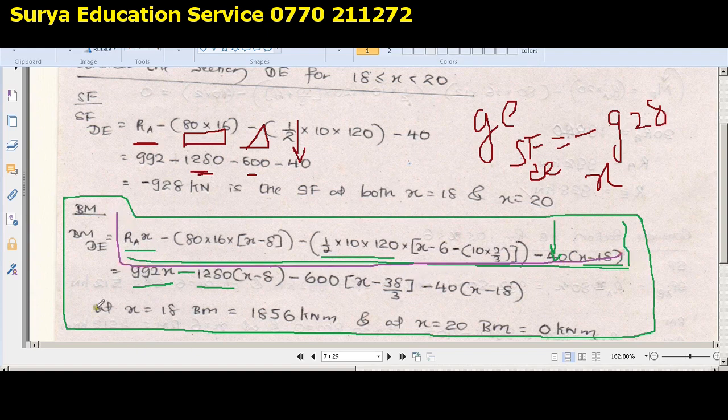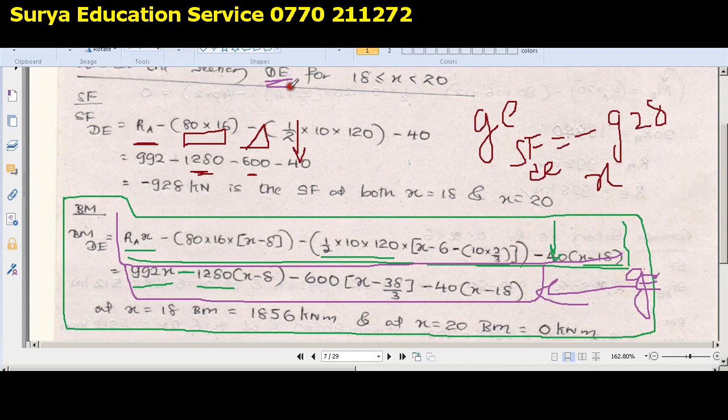After solving that, you would get a general equation like this. This is the general equation for the last section DE, which is defined by x greater than or equal to 18 and less than 20. After solving this, just put in the limits. What are the limit values? First put x equals 18 and get this value, then put the last one, x equals 20, and get this value. Also be very careful about the units.